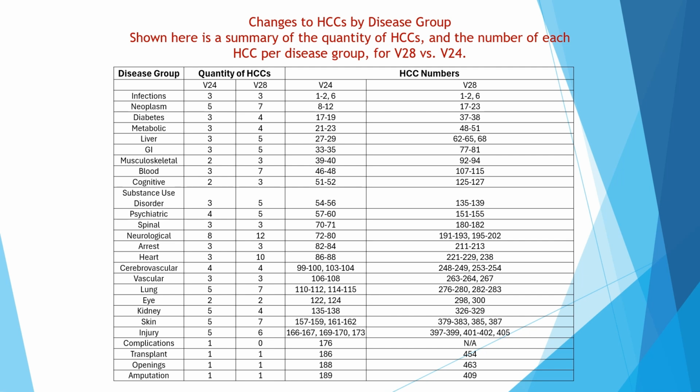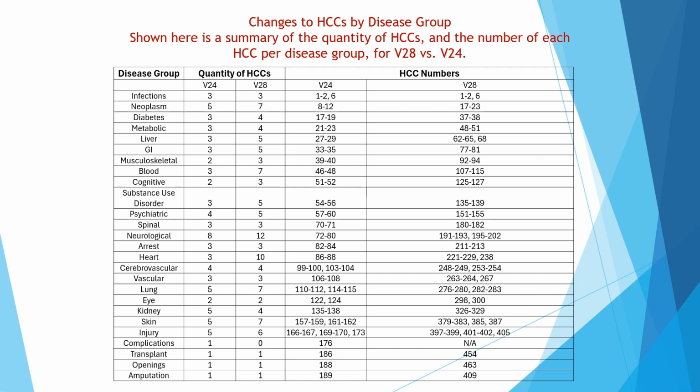Neurological, quantity of HCCs for V24 is 8 while V28 is 12. HCC numbers for V24 is 72 to 80 and V28 is 191 to 193, 195 to 202. Arrest, quantity of HCCs for V24 is 3 while V28 is 3. HCC numbers for V24 is 82 to 84 and V28 is 211 to 213.